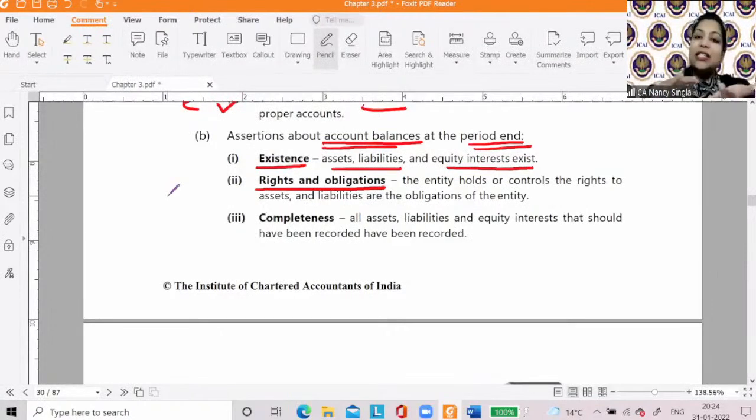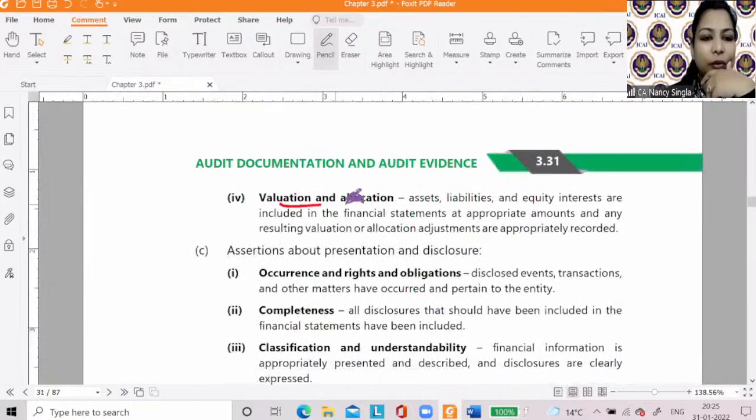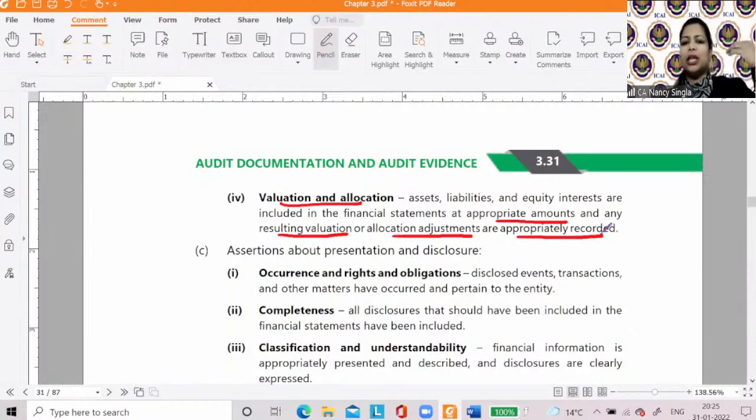Okay? So whatever assertions we are discussing now, the auditor is going to check in order to give his opinion on the financial statement as a whole. So what are rights and obligations? That the company is having a right over that building, and obligation is for what? For liabilities. And by performing the audit procedures, I will be checking these assertions only. Completeness. Completeness, we can say, that all assets and liabilities have been recorded. Okay? Valuation and allocation. That whatever has been shown are at appropriate amounts, resulting valuation or allocation adjustments are appropriately recorded. Depreciation, amortization, everything. Whatever is required has been duly accounted for.